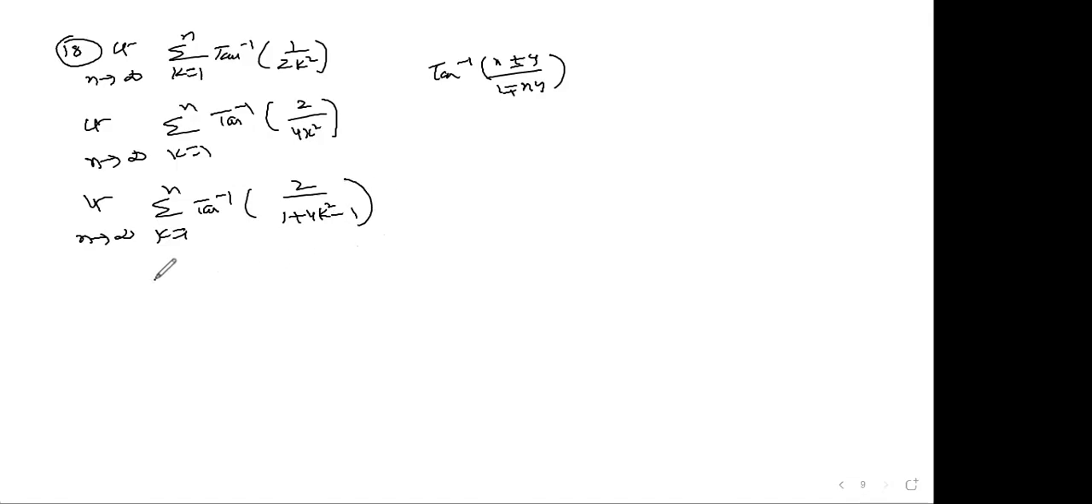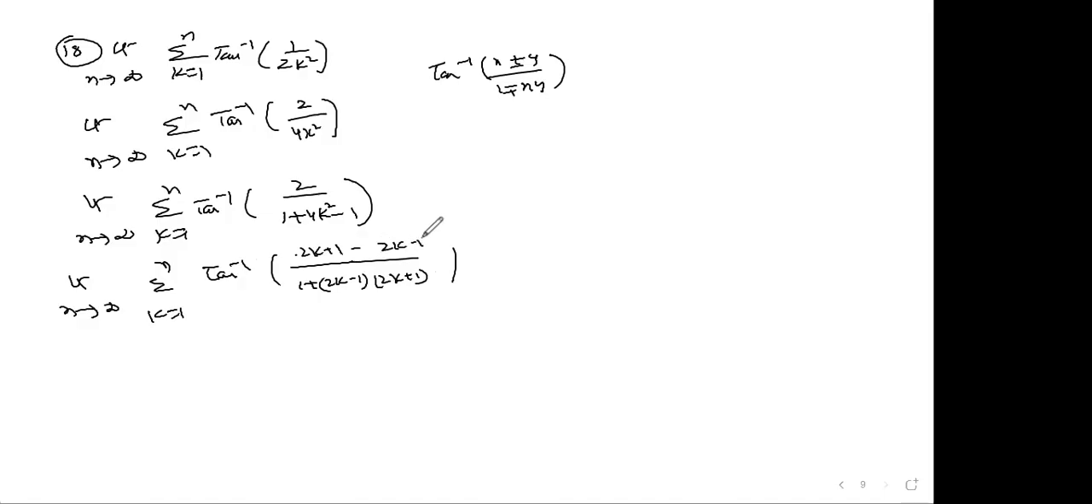Now it can be written as sigma k is equal to 1 to n, of course limit n tends to infinity is also there, and here it is tan inverse. It can be written as what, Nana? See, guys, how I'm getting the idea. Here it is 2k minus 1, and here it is 2k plus 1. When you subtract these two, you'll get 2. So that's why I'm writing here 2k plus 1 minus 2k minus 1. So in this form, I got it.